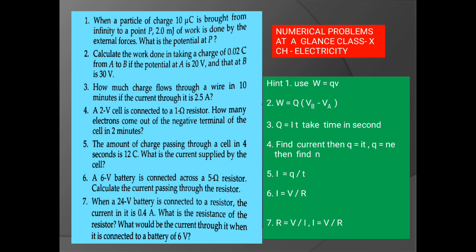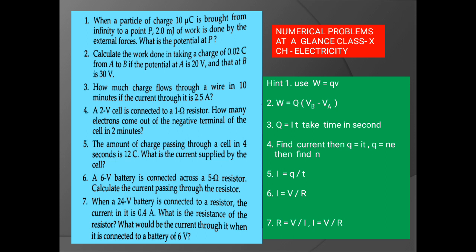In question 5, the amount of charge passing through a cell in 4 seconds is 12 coulomb. What is the current supplied by the cell? So current supplied by the cell will be I equal to Q by T. Question number 6. A 6 volt battery is connected across a 5 ohm resistor. Calculate the current passing through the resistor. In question 6, use I equal to V by R.